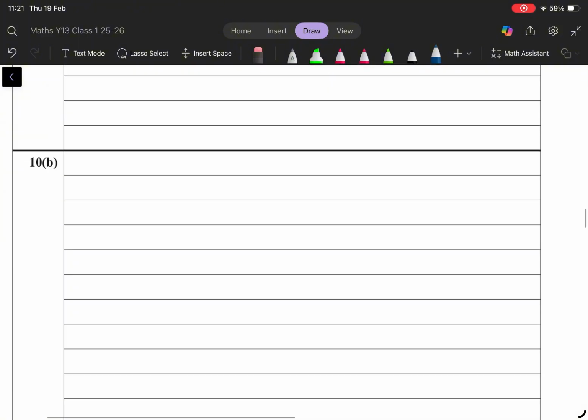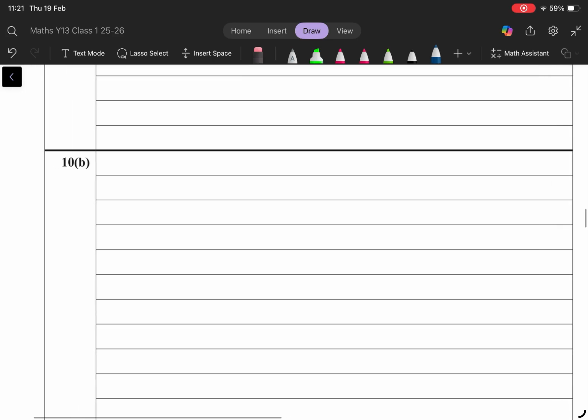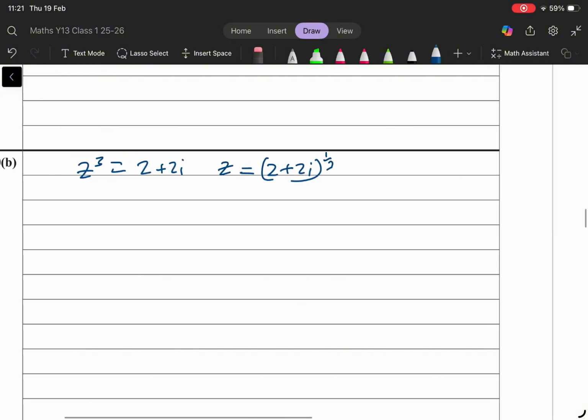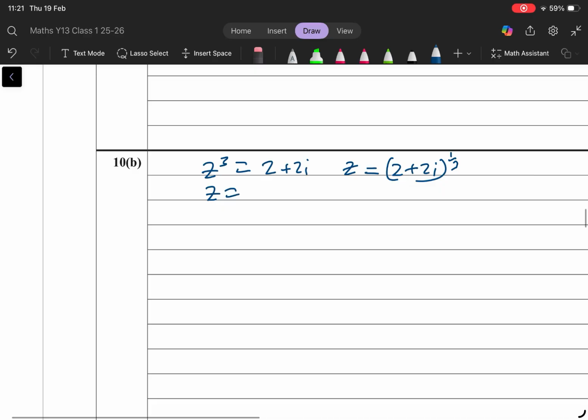Right. 10b. Find all the roots of the equation, giving your answers in the form r e to the i theta, where r and theta are exact. So z cubed equals 2 plus 2i. So then z equals 2 plus 2i to the third. So now I want this in exponential form. So let's calculate the modulus.